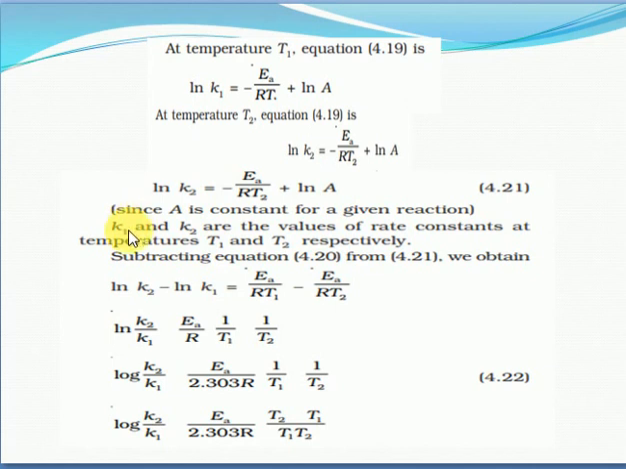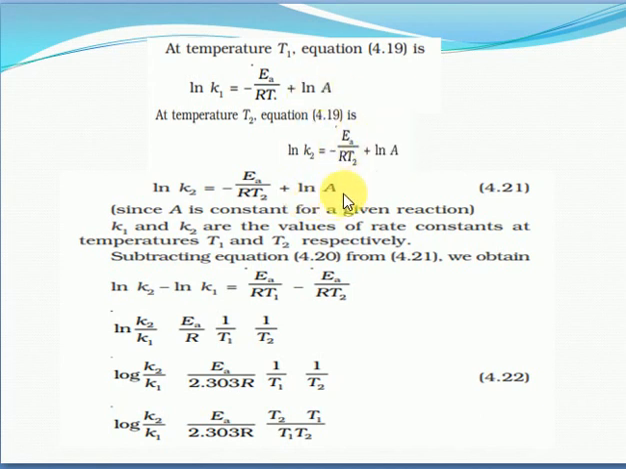Here k1 and k2 are the values of the rate constant at temperatures T1 and T2. At different temperatures, the rate constant has different values: at T1 the rate constant is k1, and at T2 it is k2. Now I want to subtract equation 2 minus 1. So ln k2 minus ln k1 is equal to, and minus ln A cancels with minus ln A.